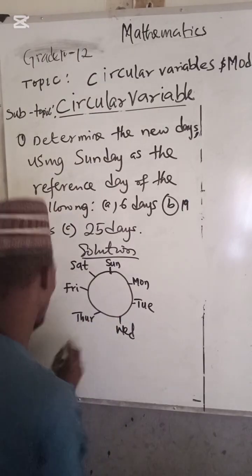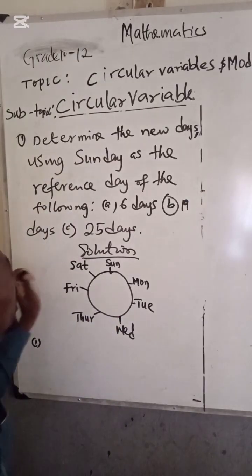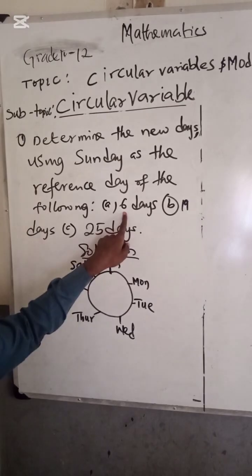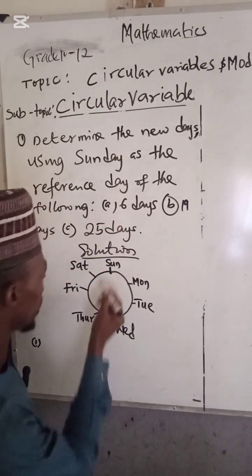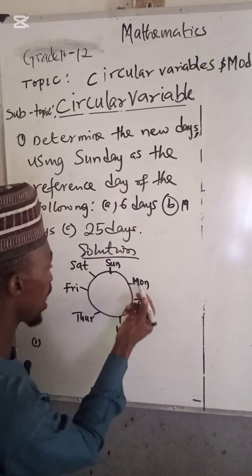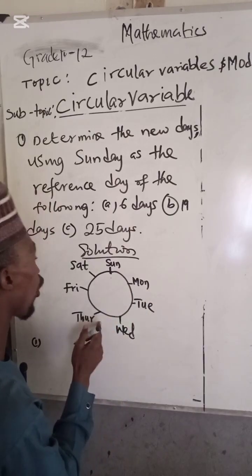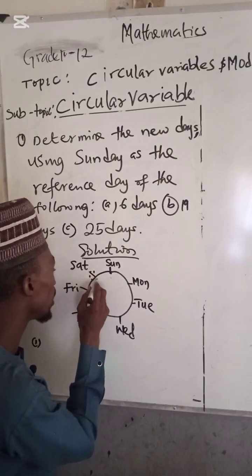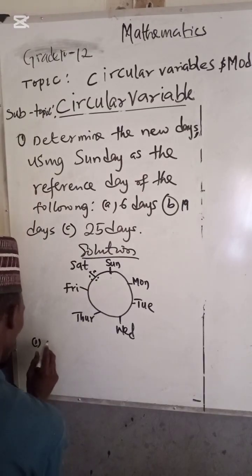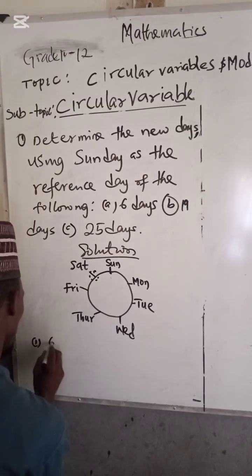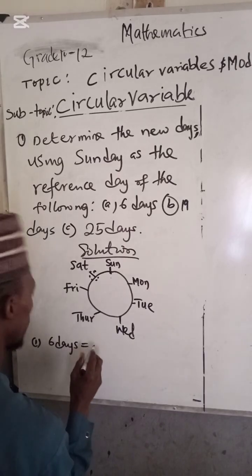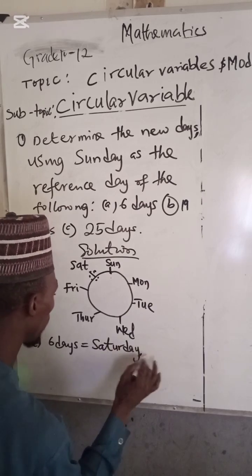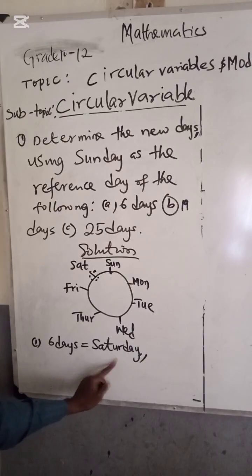Now, remember, our reference day is Sunday. First question: if the reference day is Sunday, what will be the new day after 6 days? It is very simple. This is Sunday. Count: 1, 2, 3, 4, 5, 6. This is our 6 days. It falls on Saturday. Therefore, the 6th day will be Saturday.